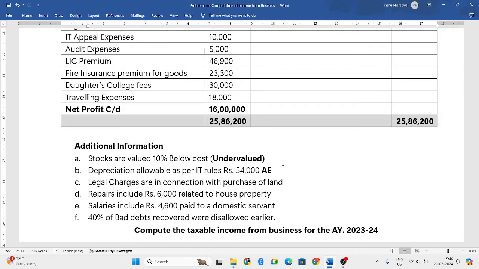So they have told that the company has purchased the land, but they haven't told whether the land is purchased for business purpose or personal purpose.